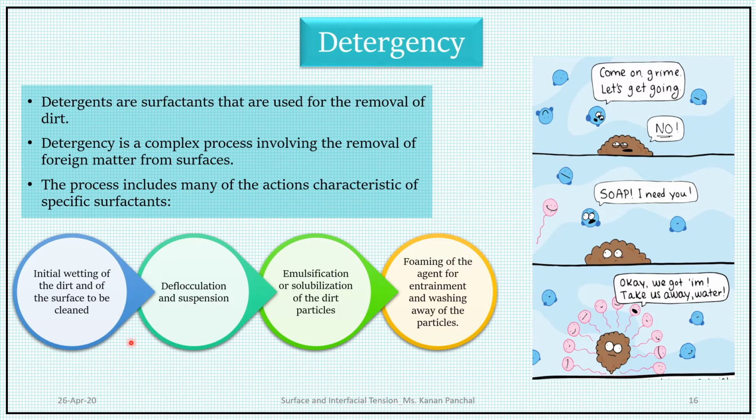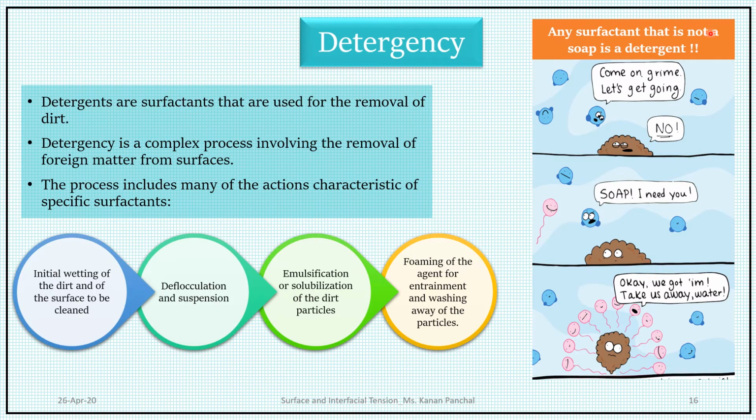The first step is the initial wetting of the dirt and the surface which is to be cleaned. And then is the deflocculation and suspension of these dirt molecules. These are going to form micelles and help in the deflocculation. Then will be either the emulsification or solubilization of dirt particles. And the foaming agents will entrain the dirt and then wash away the particles. This is how detergency is going to take place.